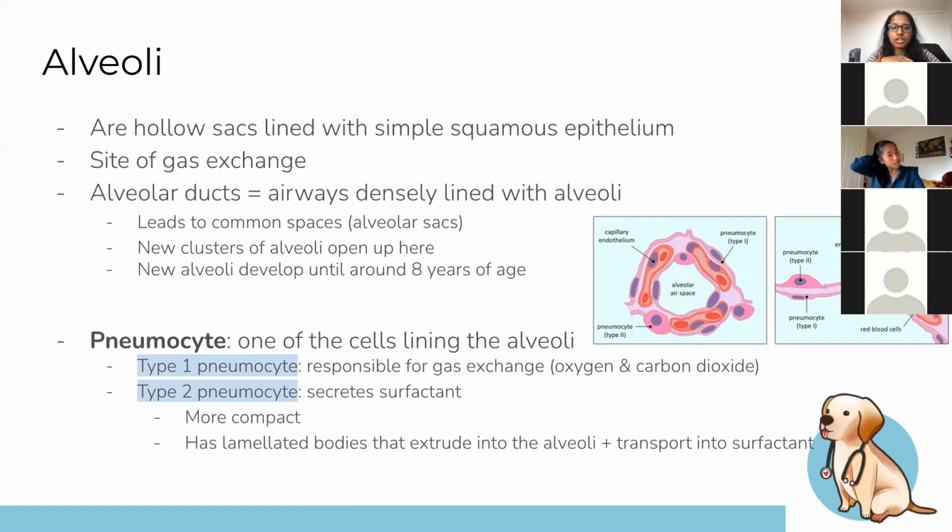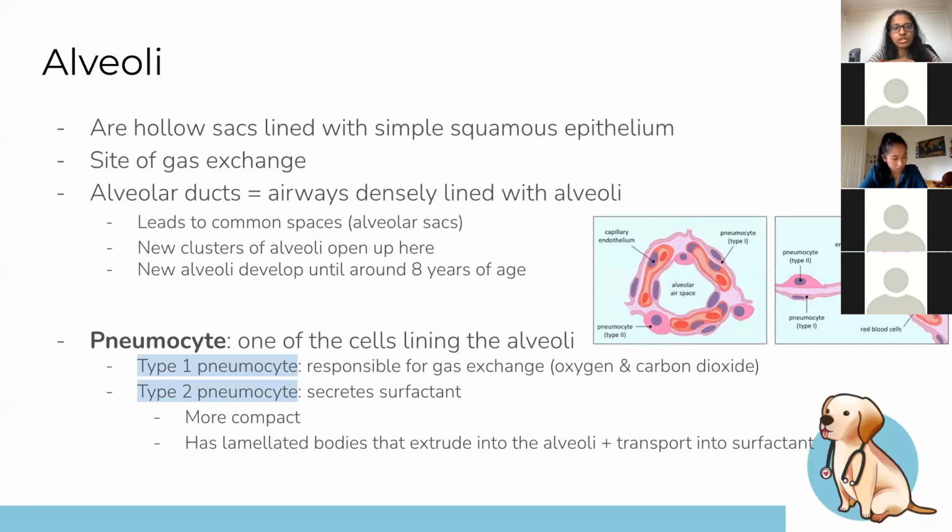Type 1 pneumocytes are responsible for gas exchange. They have really long cytoplasmic extensions, which extend really thinly over your alveolar wall. This whole thing is basically to allow for the maximum space possible for diffusion to occur. Because if it's responsible for gas exchange, you want a lot of surface area for your oxygen and your carbon dioxide to exchange between each other.